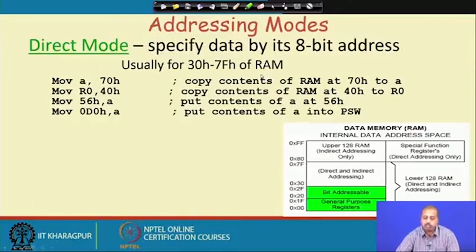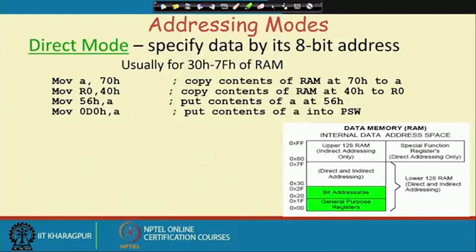Then we can have direct mode. Here in the direct mode, we specify data by an 8-bit address. Usually the addresses are in the range of 30 hex to 7F hex. We can write MOV A, 70 hex. The content of memory location 70 hex will come to the A register. This is the 30 to 7F memory range that I was talking about, and in direct mode we can use it. Then MOV R0, 40 hex copies the content of memory location 40 hex to R0. This way we can do this.